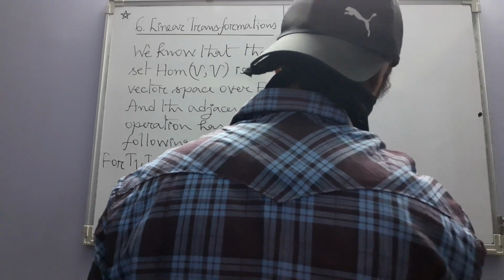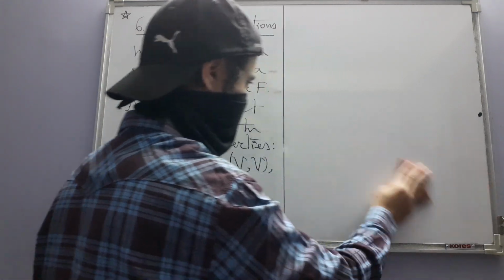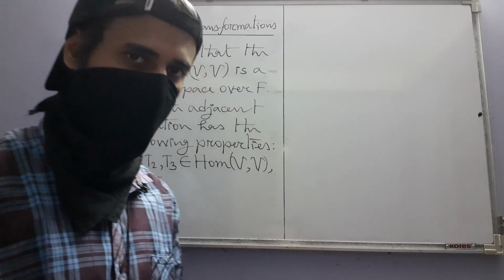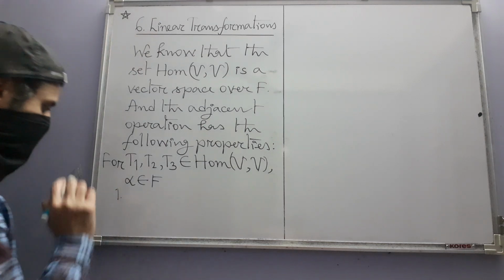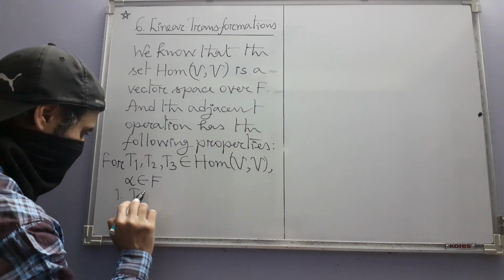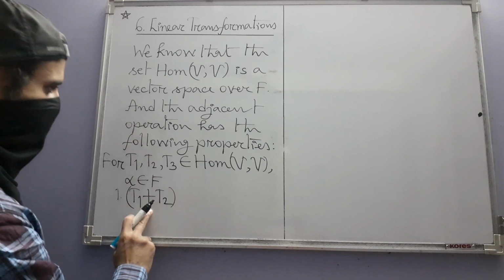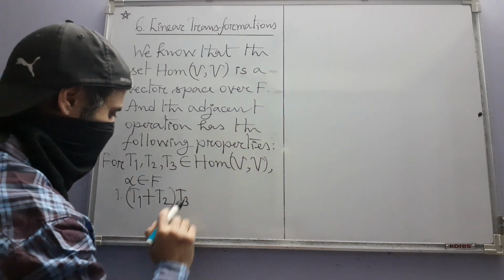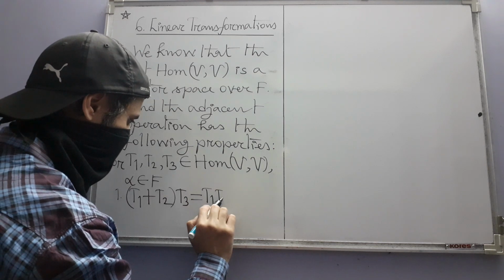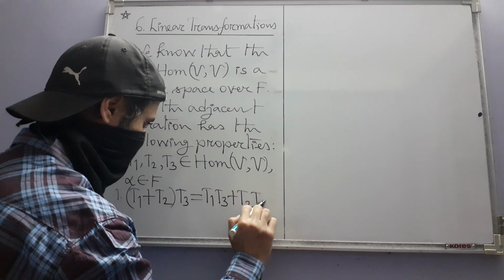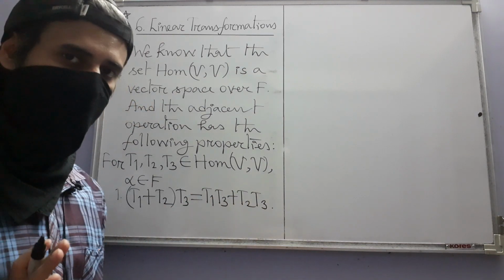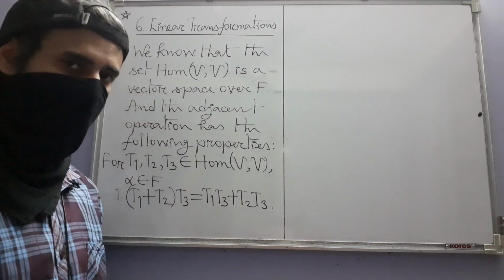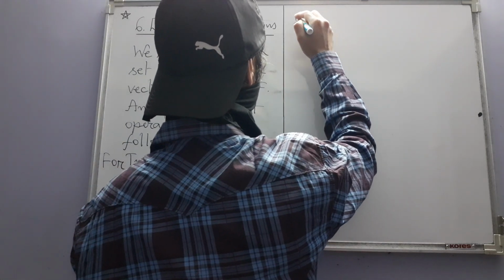The addition that we already have on Hom(V, V), you will see it interacts very well with this new multiplication, which actually is nothing but function composition. Number one property: (T1 plus T2) times T3. This plus is the plus we already have here, and this multiplication is the one we defined there. It turns out that this is equal to T1 T3 plus T2 T3, what we would normally expect. A right distributive law: multiplication distributes itself over addition from the right side. And there is a left version also.